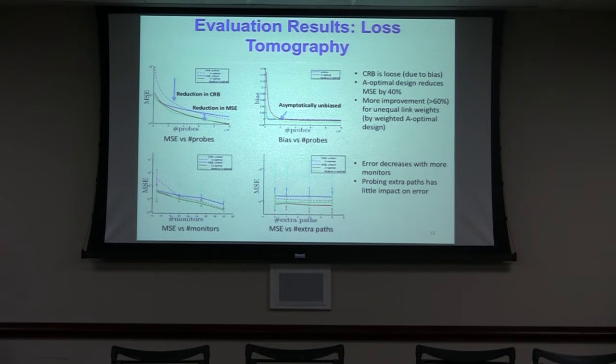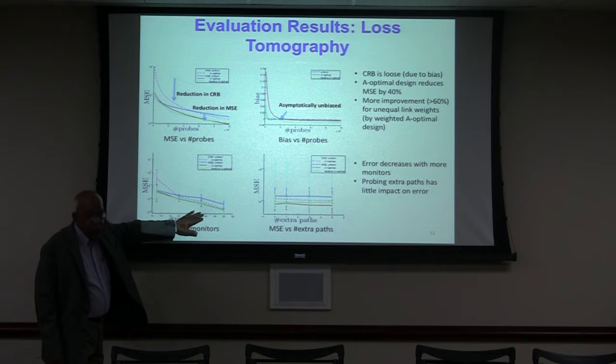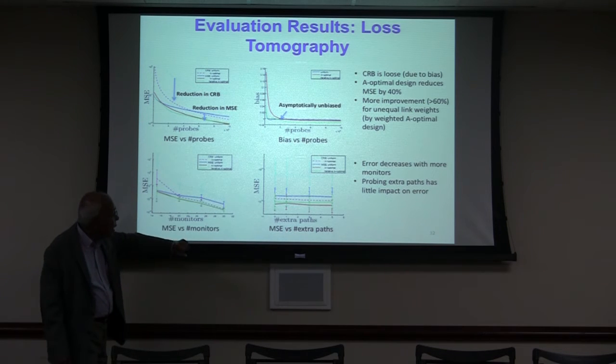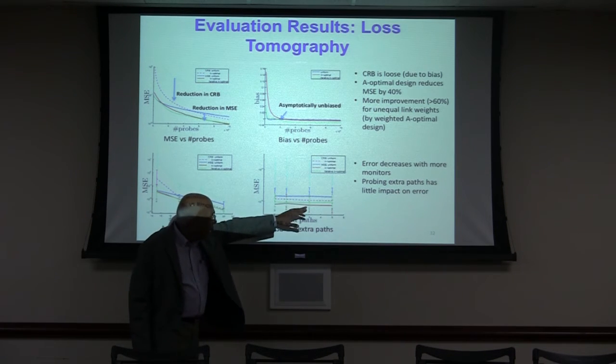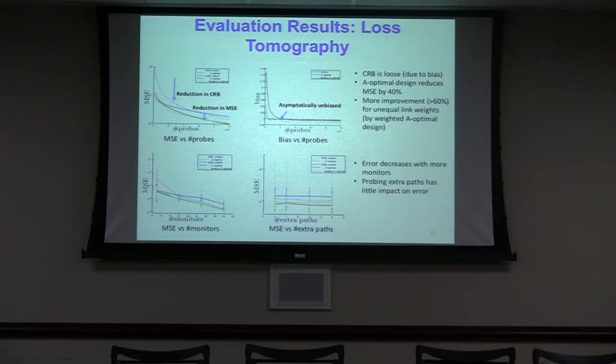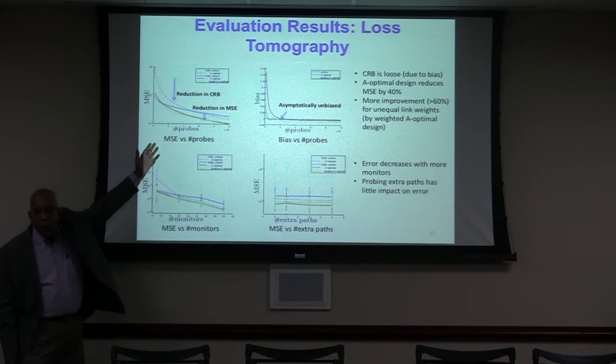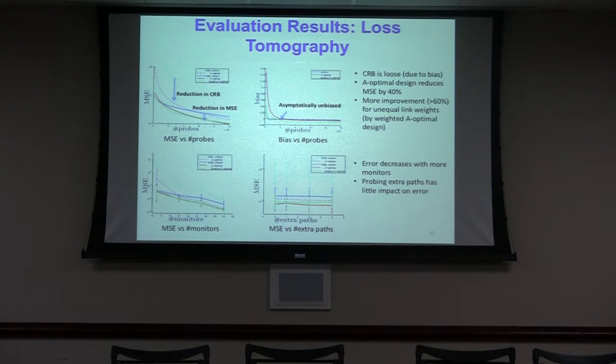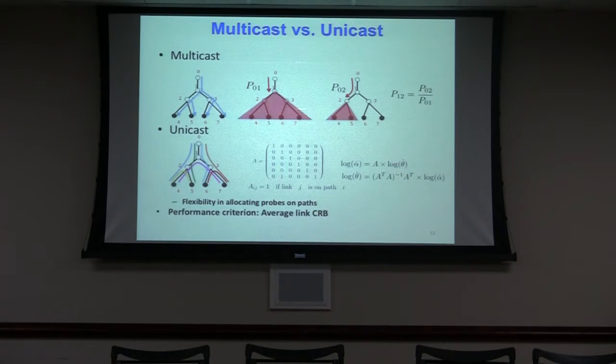The other two things, this is just saying that if I have more monitors, then of course I'll do better. More measurements. And this is saying that if I have more paths, I don't necessarily get much improvement. These curves are fairly flat out here, so I don't get much improvement with more paths. And of course, this one still shows you the typical one over the number of measurements behavior, which you see in almost all plots.